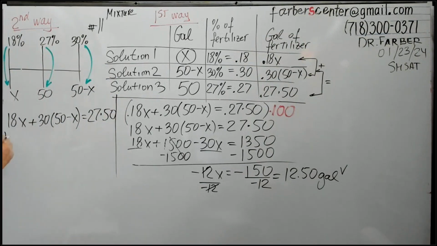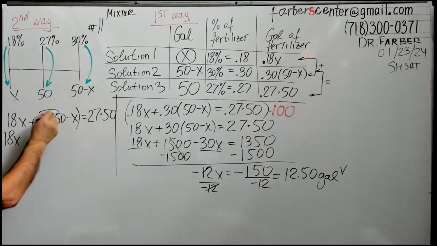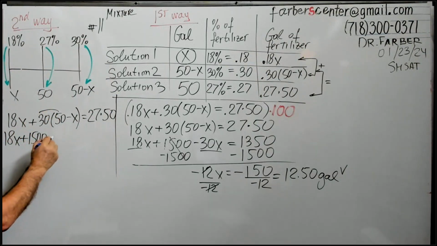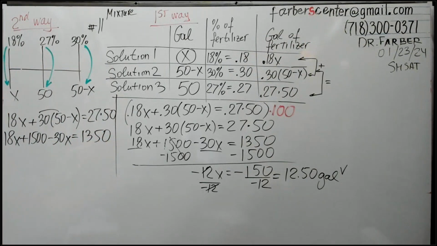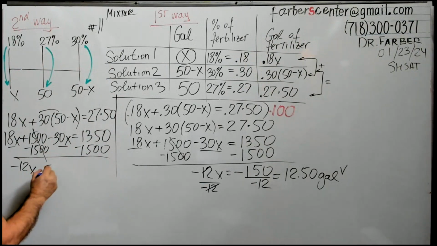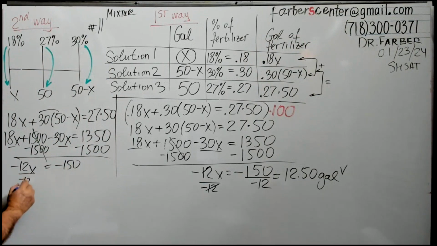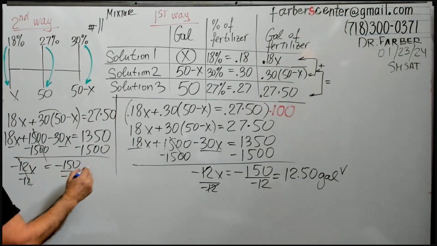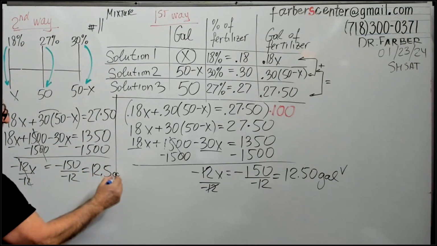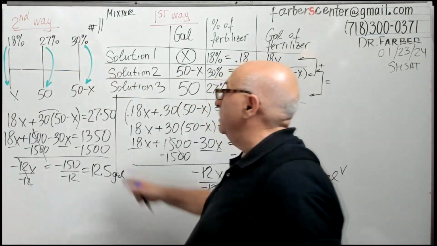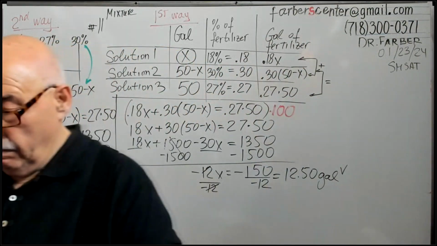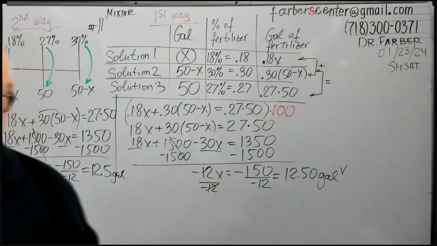Or 18x, plus, like we did over there, plus 1500 minus 30x equals 1350. Like terms, minus 1500 and minus 1500 and combine like terms. You get negative 12x equals negative 150. Divide by negative 12 and you get 12.5 gallons. If you compare, it's also the same, but this is slightly faster. So I very often solve both ways in this case.